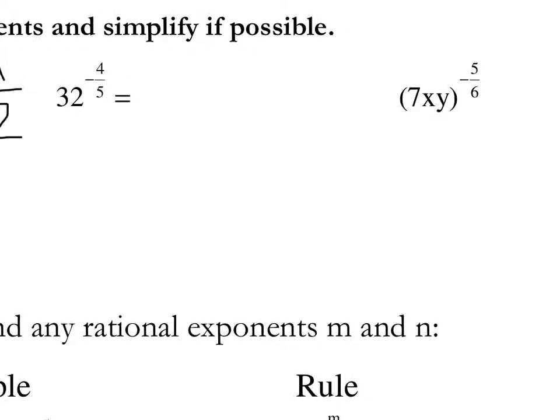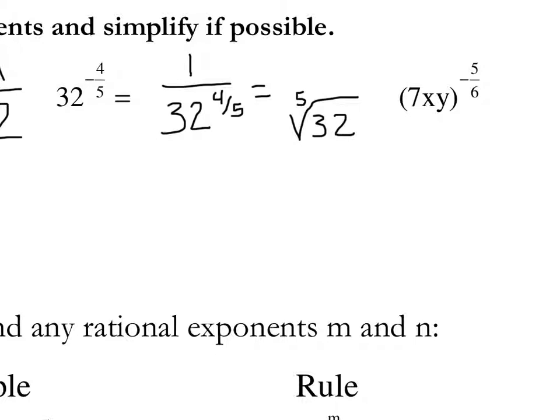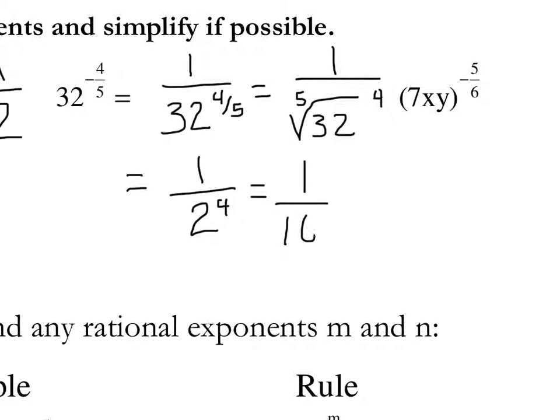32 to the negative 4 over 5. Take care of that negative exponent first. We take 32 to the denominator, and it will be a positive 4/5. Now remember, that's the fifth root of 32, and then we will raise that to the 4th power. What is the fifth root of 32? 2. We have to raise that to the 4th power. So write down 4 2's, 2 times 2 times 2 times 2, 16.